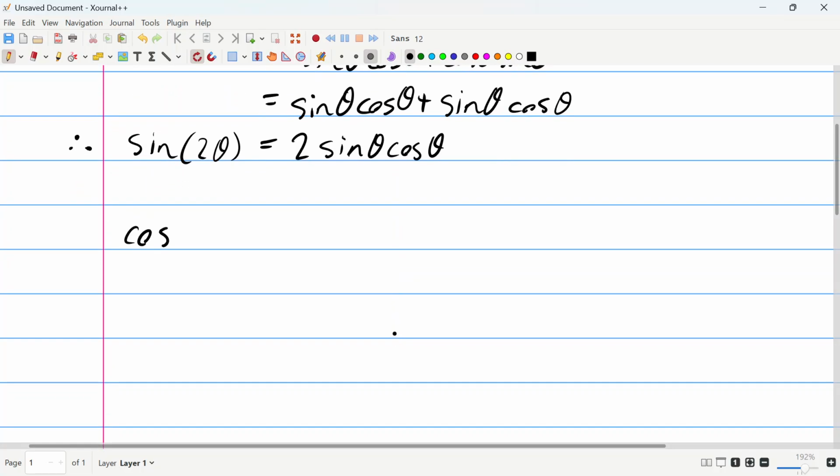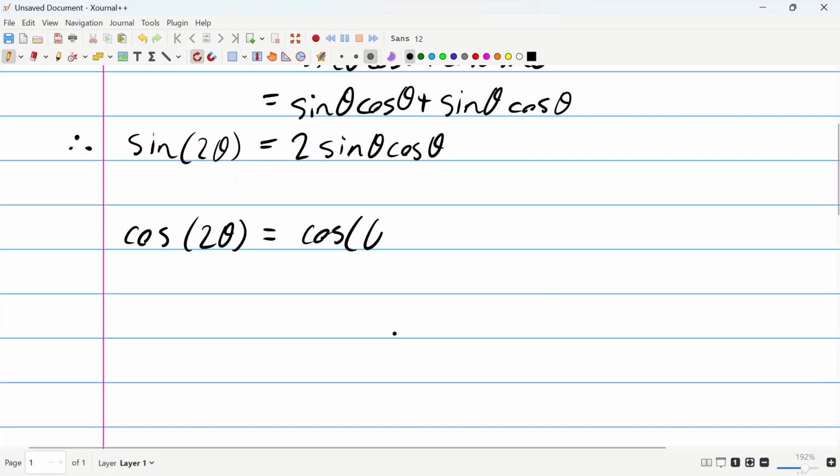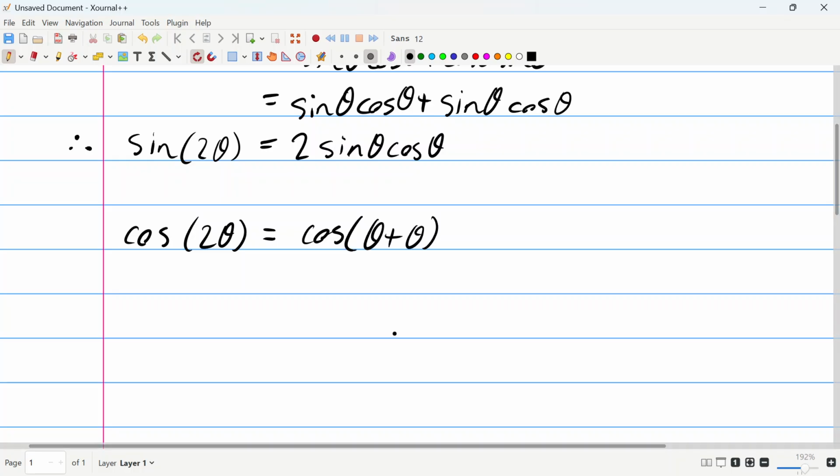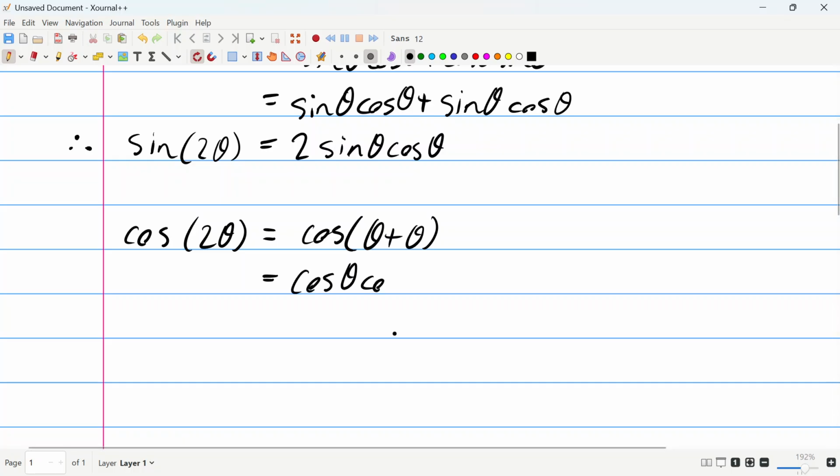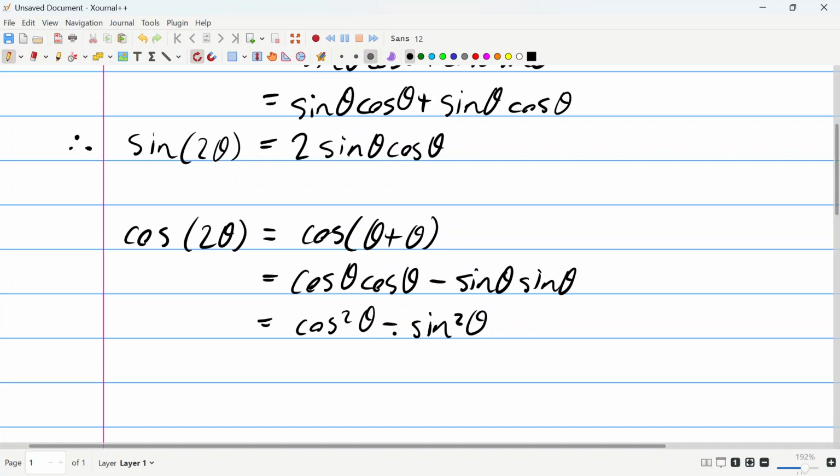Now let's do the one with cosine, okay? So if we have cosine of 2 theta, then notice we can write it as cos of theta plus theta, okay? And then the compound angles for cos is just cos, cos, sine, sine. And if we're choosing a positive on one side, we have to choose the negative on the other side, okay? So it'll be cos theta cos theta minus sine theta sine theta, okay? Cos, cos, sine, sine. This is just the same as cos squared theta minus sine squared theta. And there we go. We've got one of the identities.